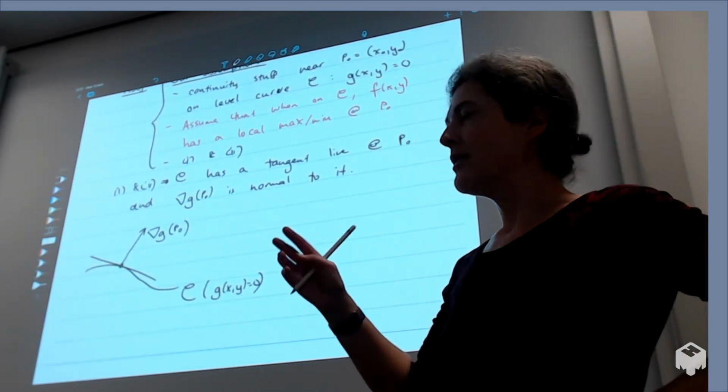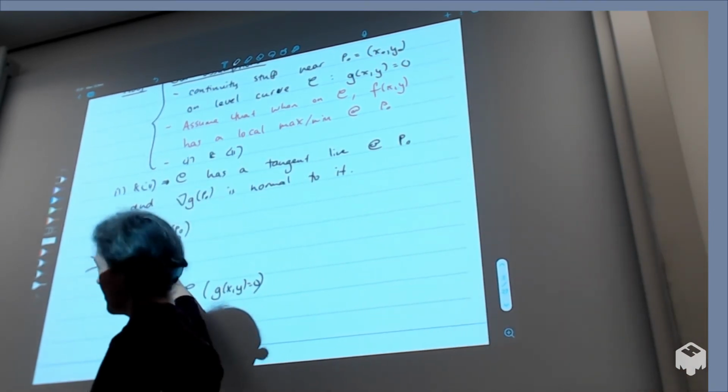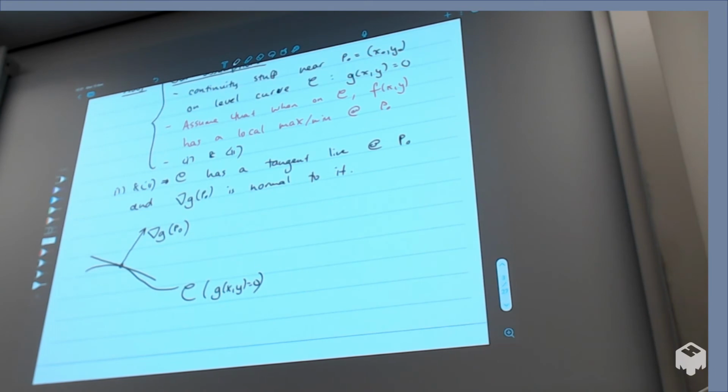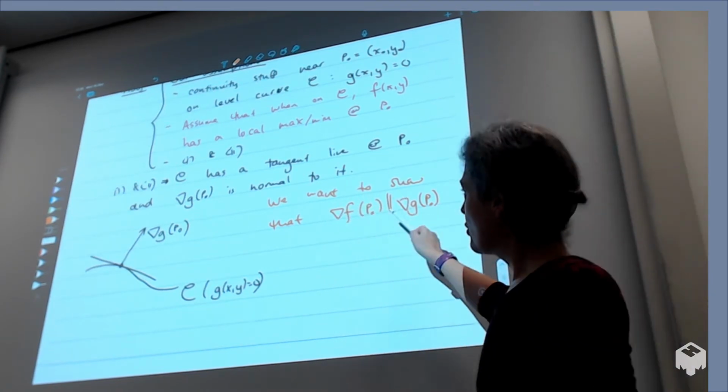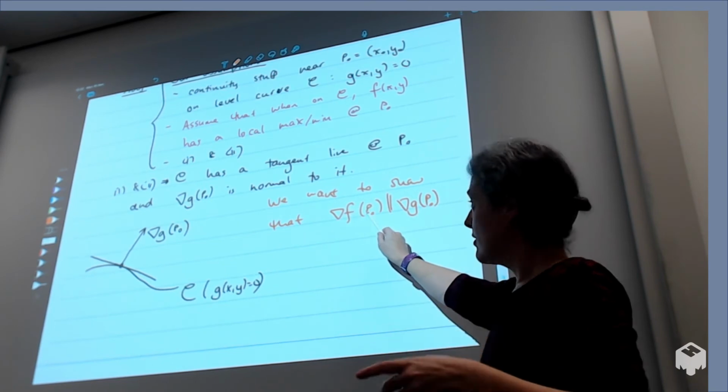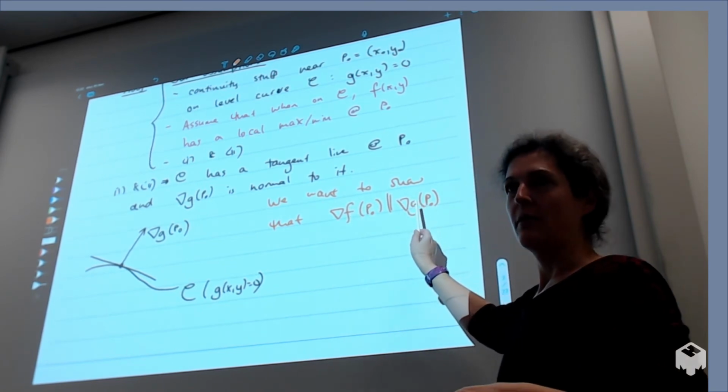All right. So we've dealt with our curve, our level curve of g, and our gradient of g. Now what can we say about f? What we're going to do is a proof by contradiction, which is always fun. The goal is to show that the gradient of f at this point p naught is parallel to the gradient of g, because that's going to be helpful.